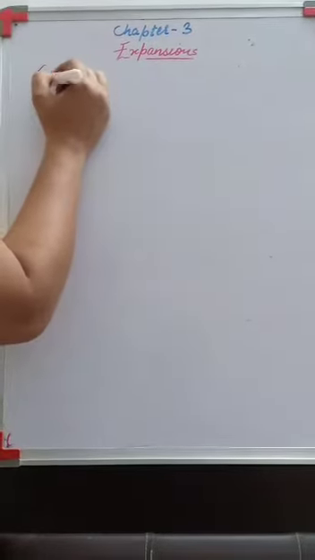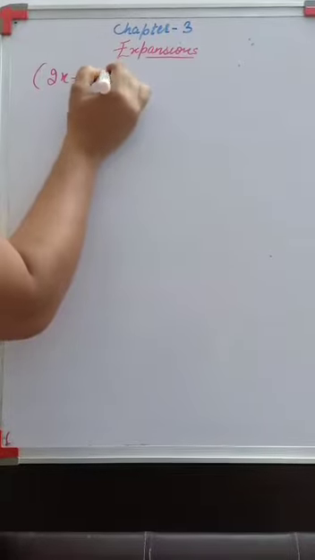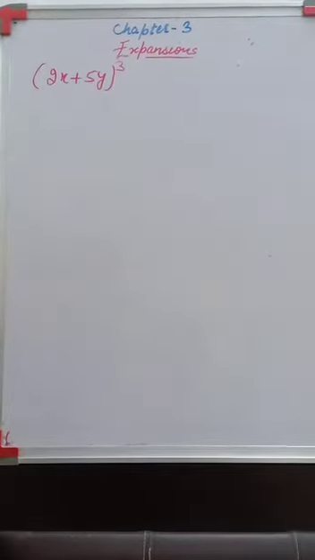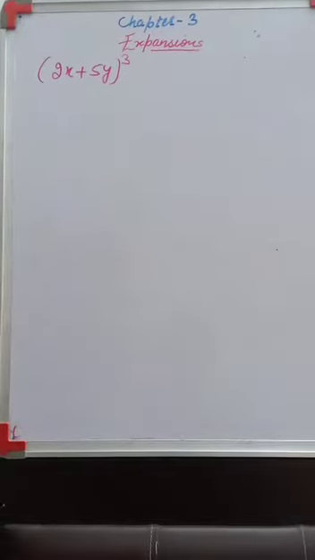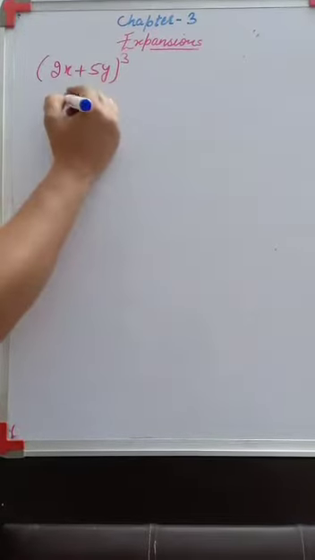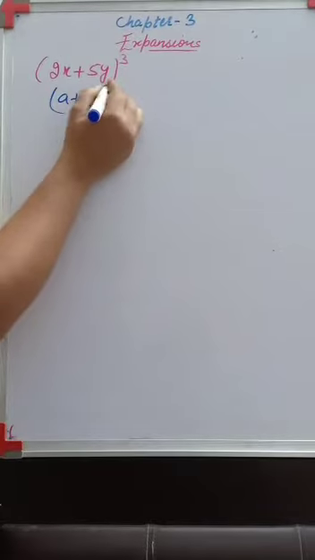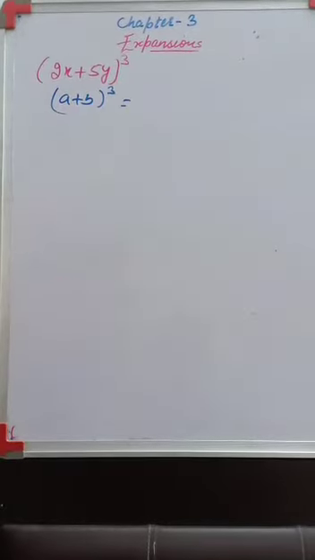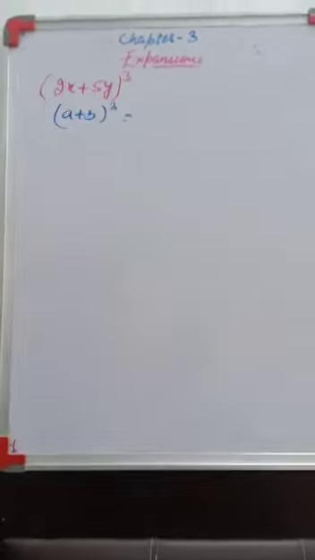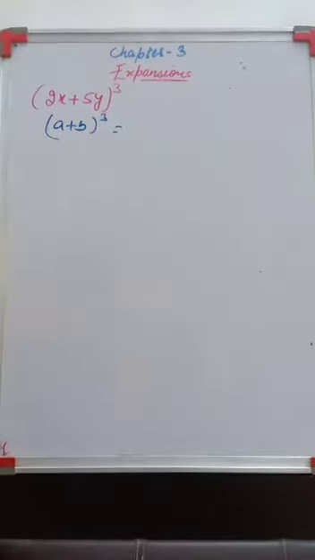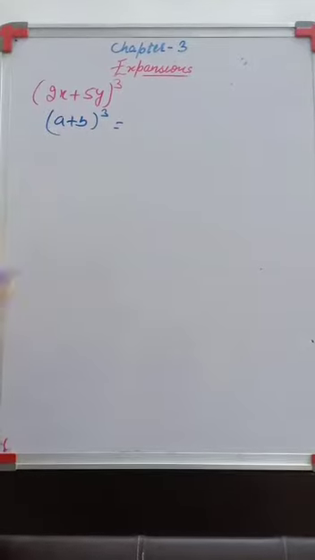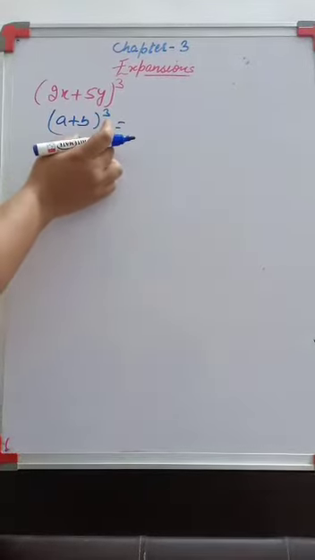For example, I am taking the question 2x plus 5y whole cube. This is the binomial, right? And you need to calculate the cube. Now, it is in which form? It is a plus b whole cube. Just by seeing the numerical, you need to learn which identity is to be used, right? Just by taking the signs, you will get to know. Over here, it is in the form of a plus b whole cube.